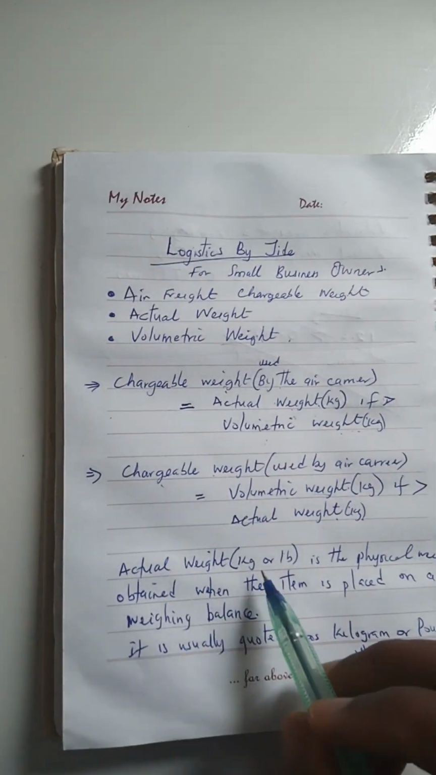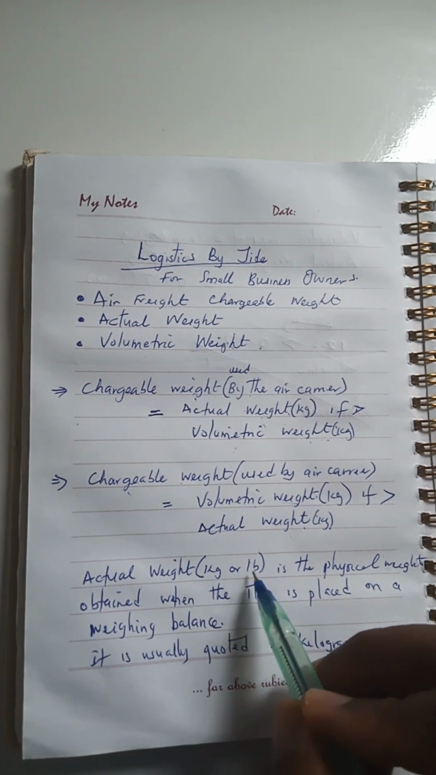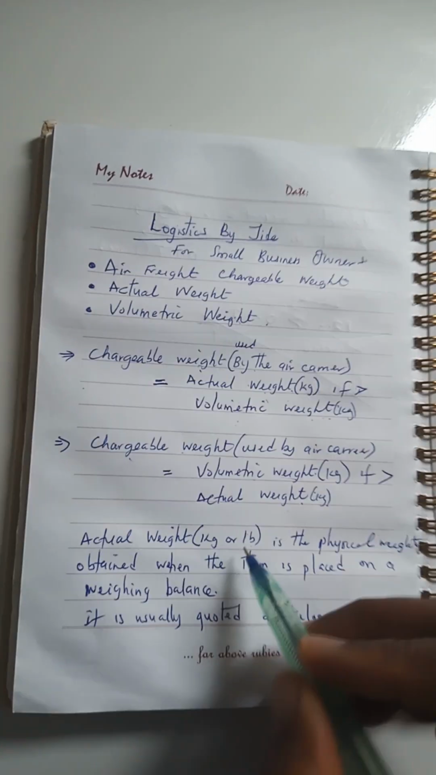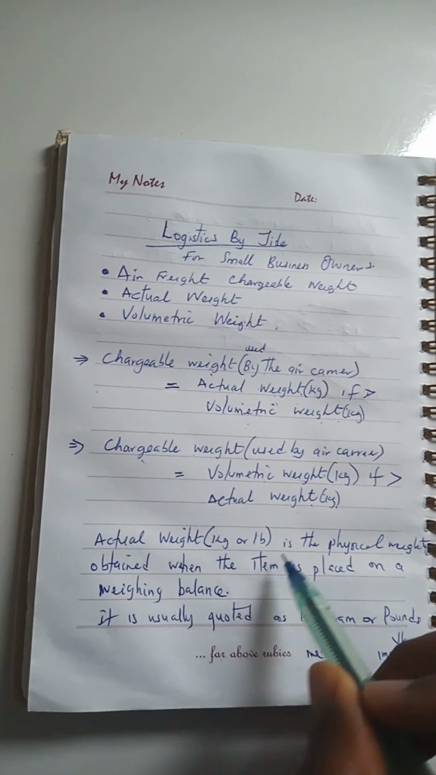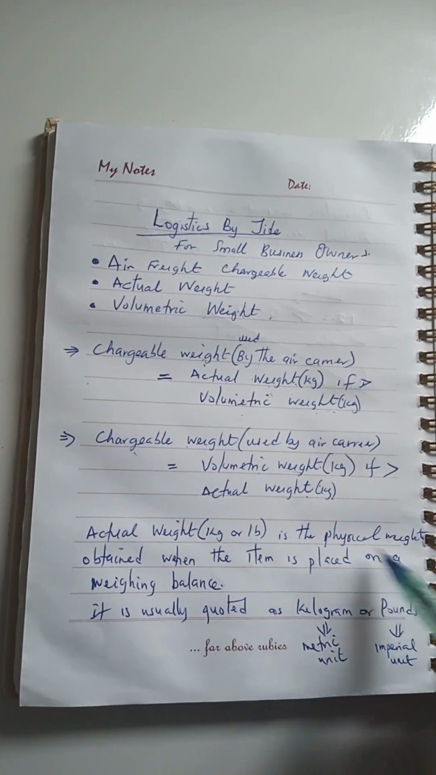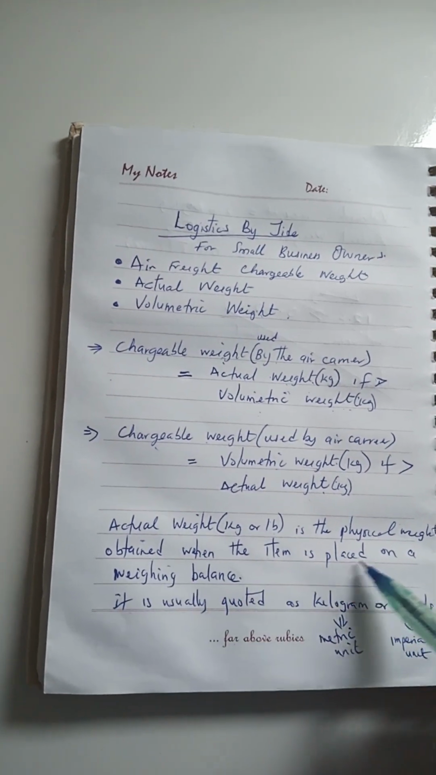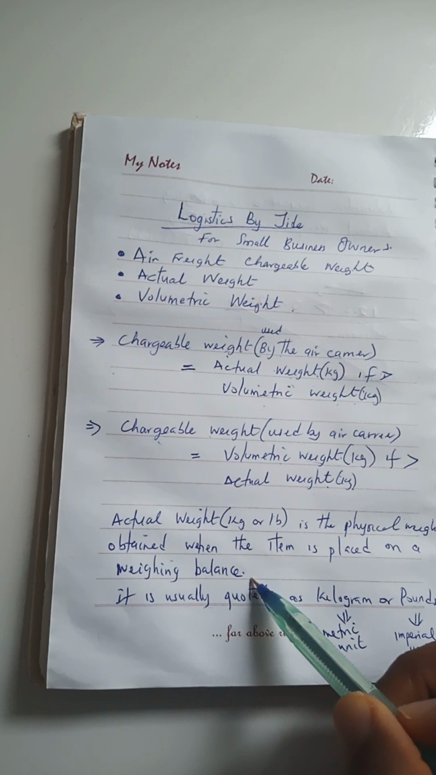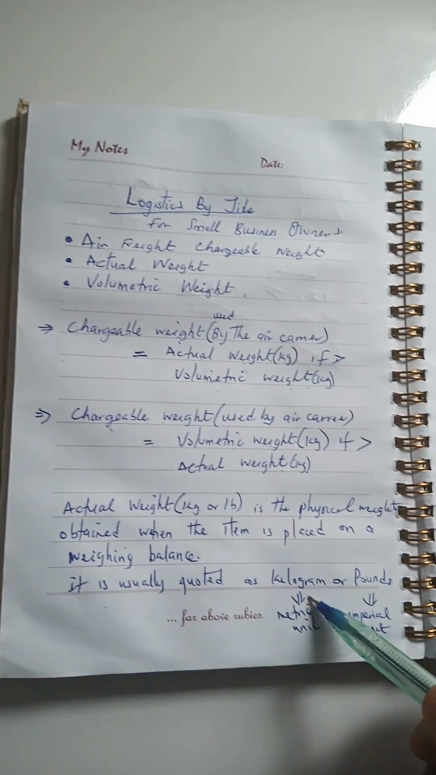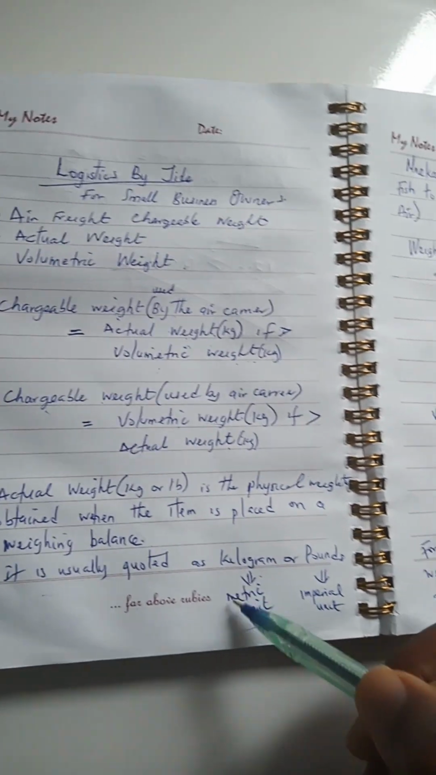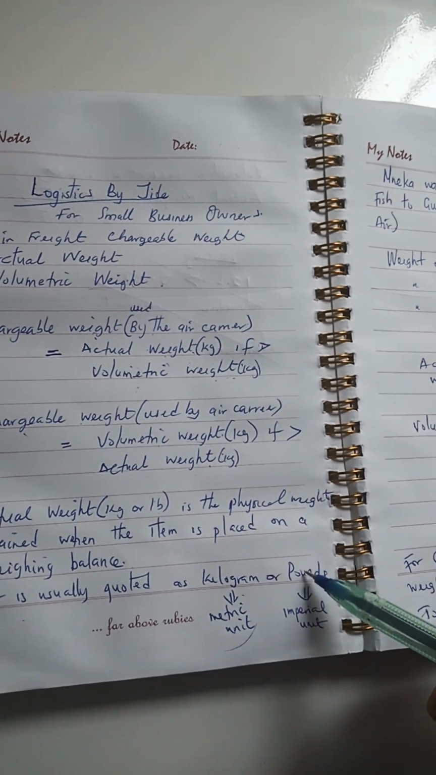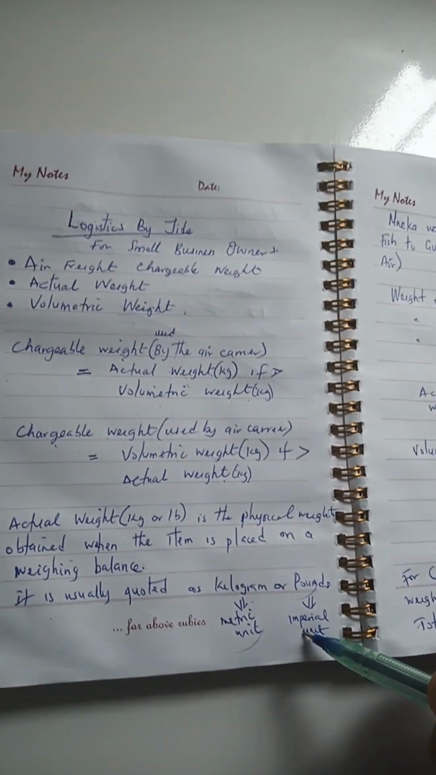So, what's the actual weight? The actual weight is usually in kg or in pounds. This is the abbreviation for pounds, LB. The actual weight of your product is the physical weight obtained when the item is placed on a weighing balance. It's usually quoted in kilograms, which is the metric unit, or in pounds, which is imperial units. So now let's look at actual weight.